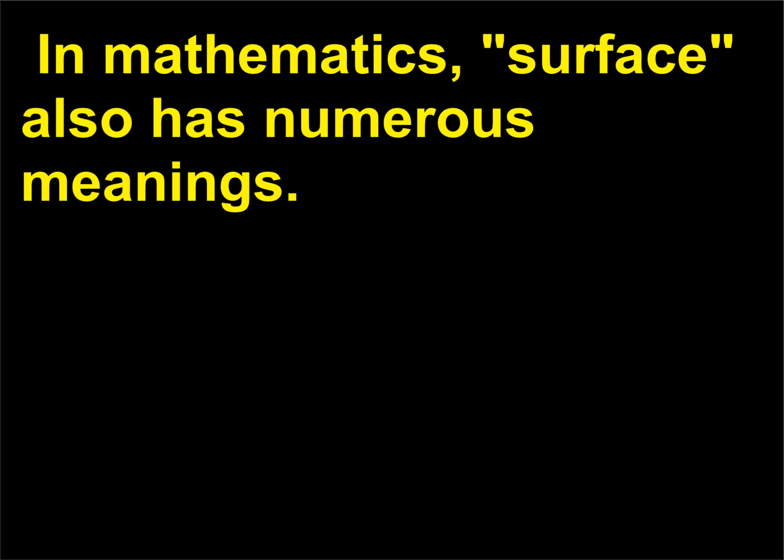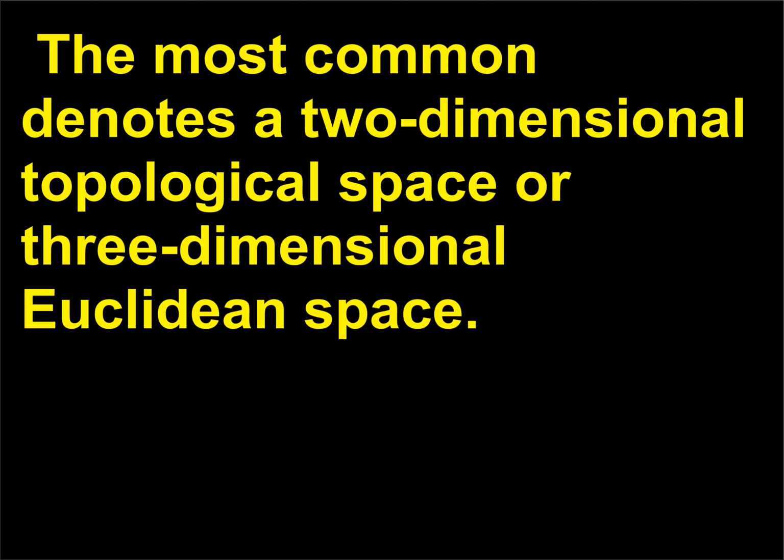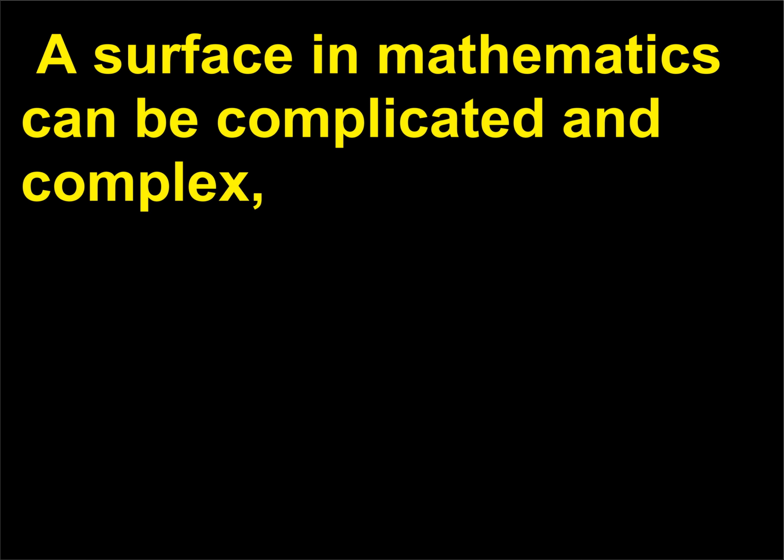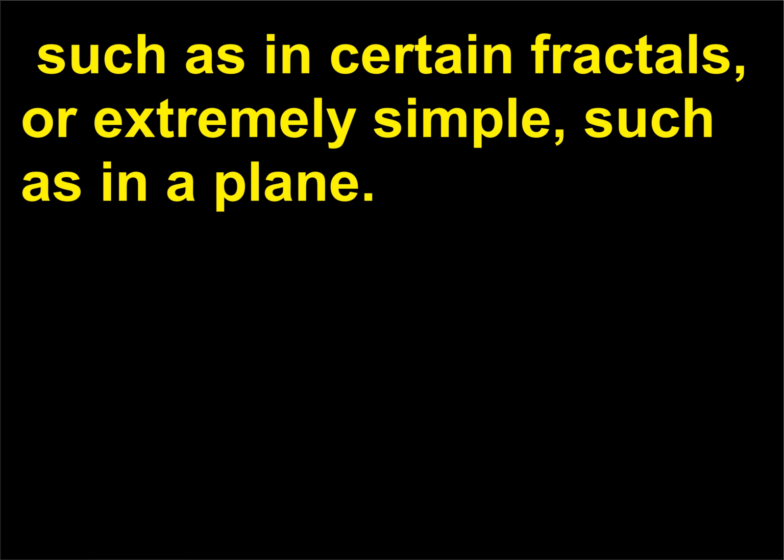In mathematics, surface also has numerous meanings. The most common denotes a two-dimensional topological space or three-dimensional Euclidean space. A surface in mathematics can be complicated and complex, such as in certain fractals, or extremely simple, such as in a plane.